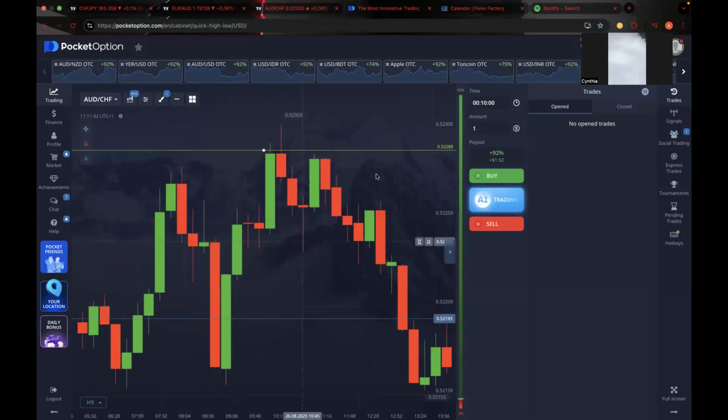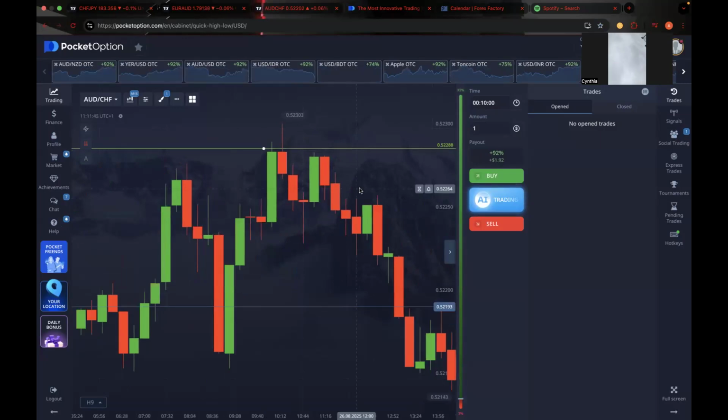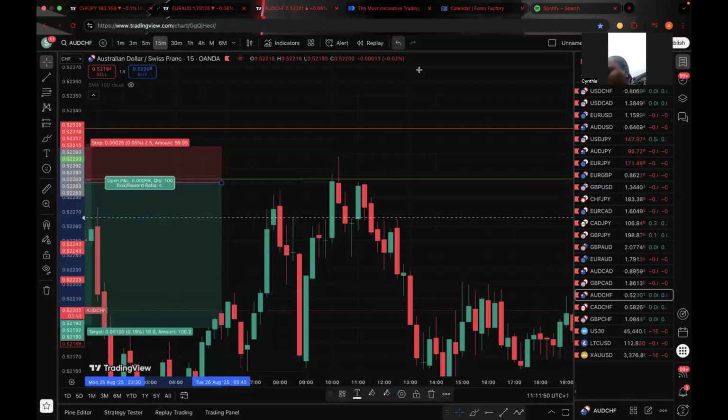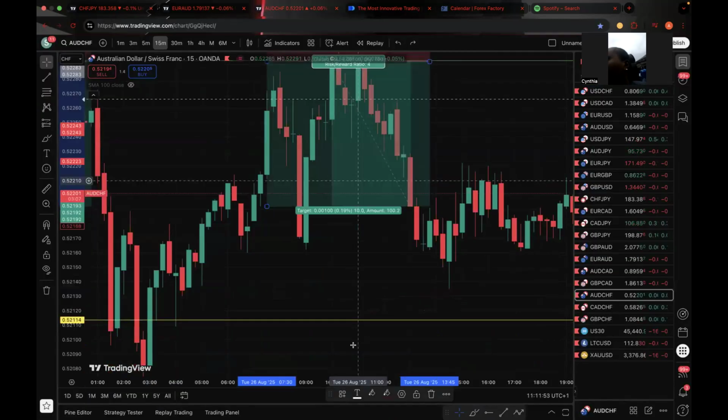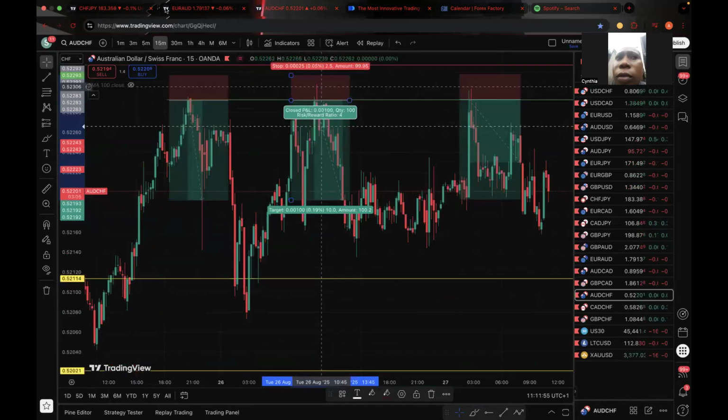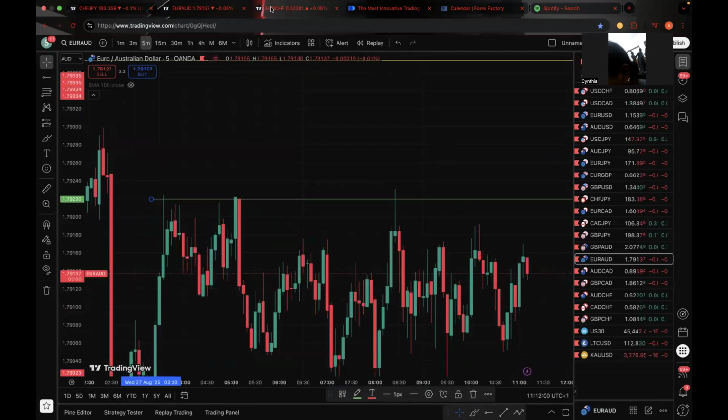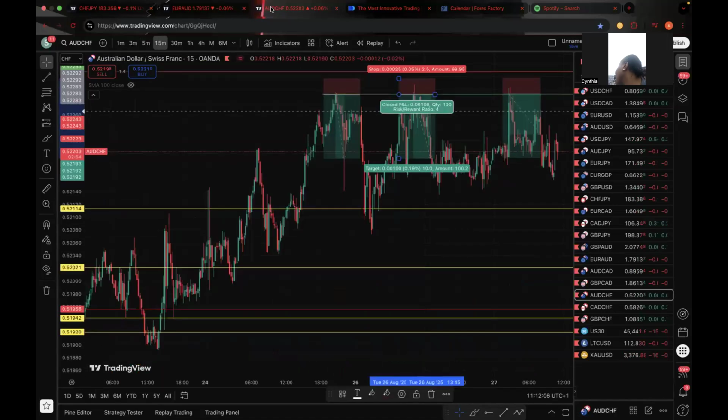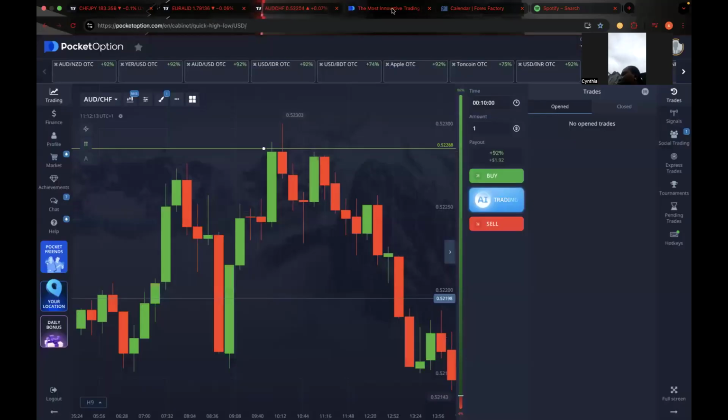So the entry price is 0.52288 for ADCHF. Let me go and drop it in the group chat first. When you're trying to mark up your chart, if you can't see what you're trying to mark up on Pocket Options, go to the higher time frame. Let me quickly drop the entry price of this ADCHF before I forget. That'll be a sell. Hope my network is very audible and very clear.